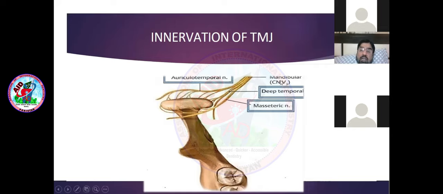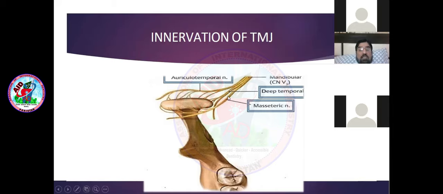That is the fifth cranial nerve, and that is the auriculotemporal nerve, that is the deep temporal nerve, and that is the masseteric nerve. The masseteric nerve supplies the anterior portion of the temporomandibular joint and, to some extent, the neck area. The auriculotemporal nerve supplies the posterior area of the whole structure of the temporomandibular joint, but the medial pole is generally supplied by the deep temporal nerve.